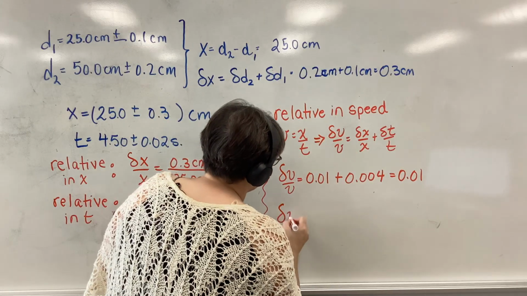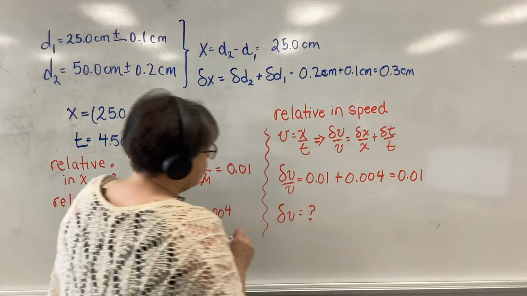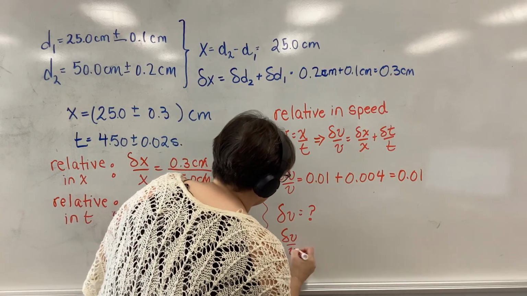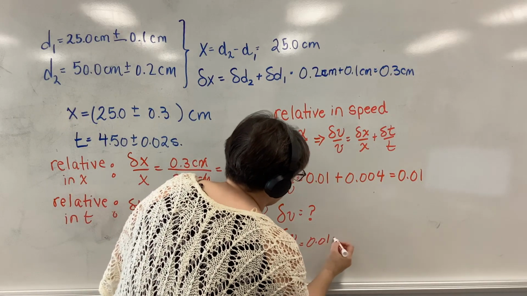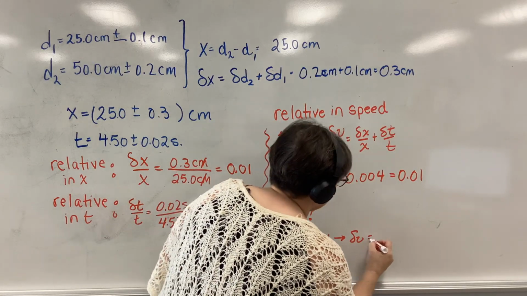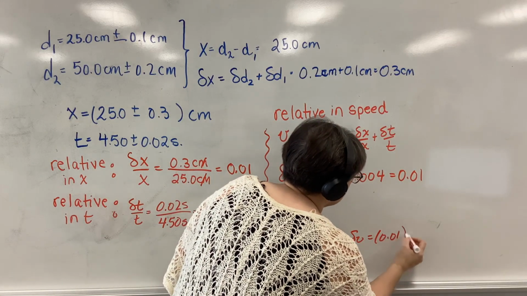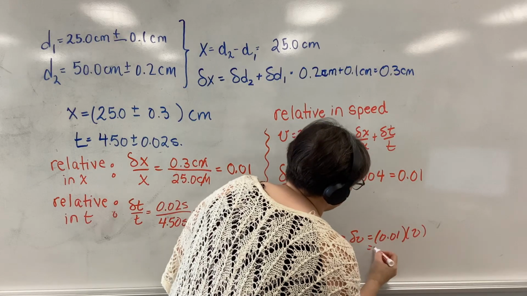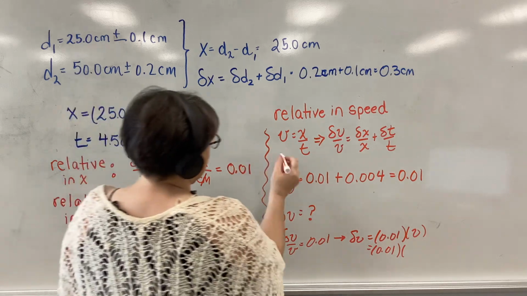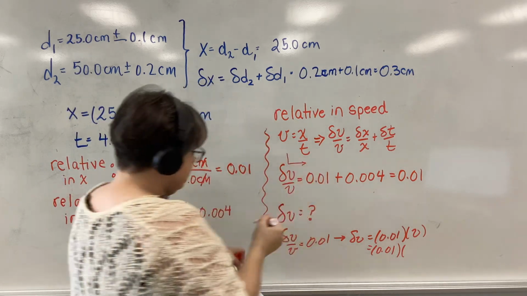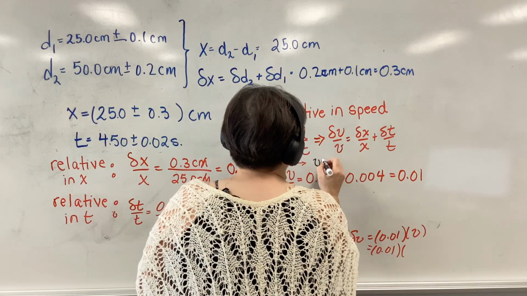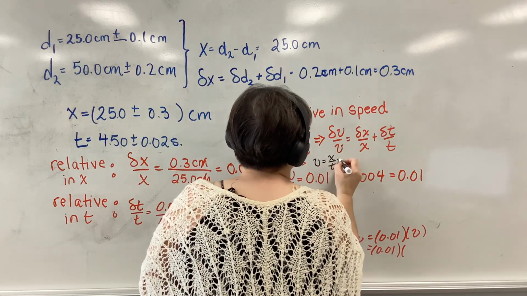That means we have to calculate delta V. Well, we can do this. We know delta V over V equals 0.01. That means delta V, the absolute uncertainty in speed, equals 0.01 times V. Just cross multiply. Our speed V, we can calculate that. Speed is distance divided by time. V equals X over T.